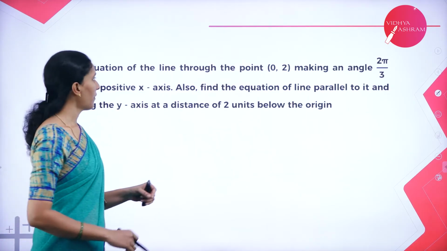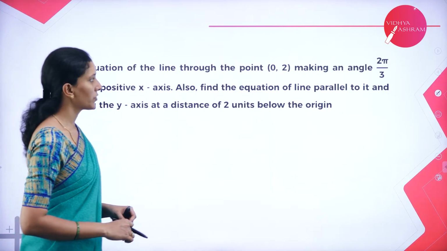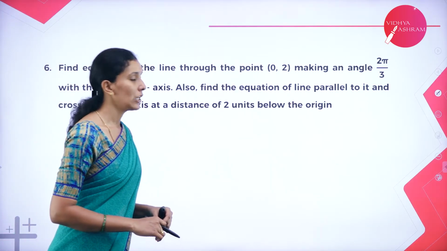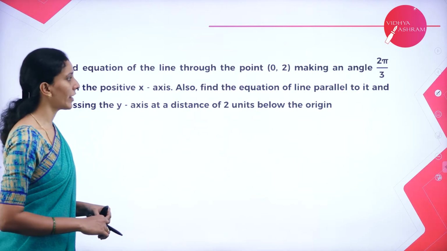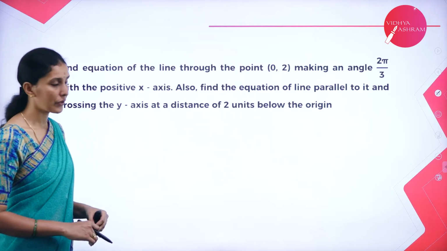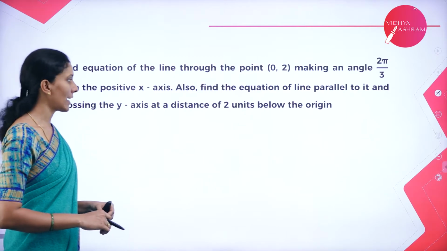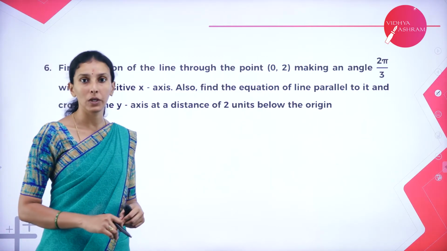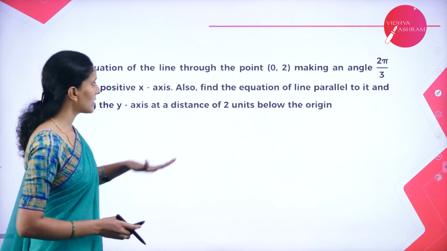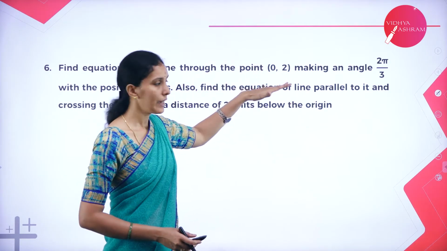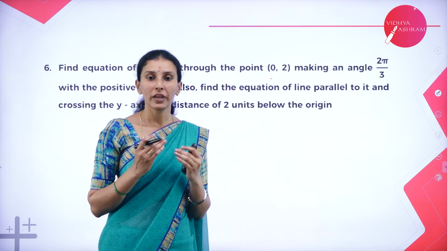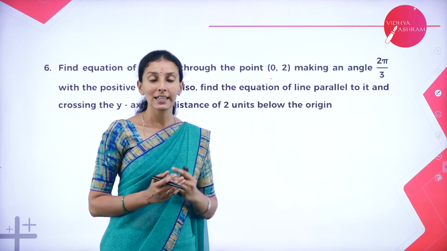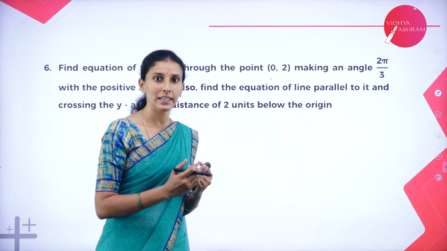Next question, find the equation of the line passing through 0, 2, making an angle 2 pi by 3 with the positive x-axis. Also find the equation of the line parallel to it and crossing the y-axis at a distance 2 units below the origin. First, let us find the equation of the line passing through 0, 2 and making an angle 2 pi by 3. So we can find the slope when angle is given because m is equal to tan theta.